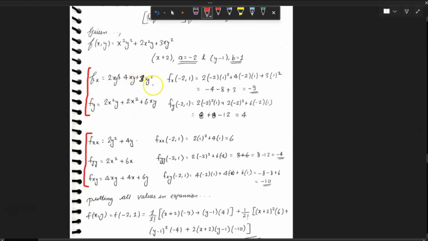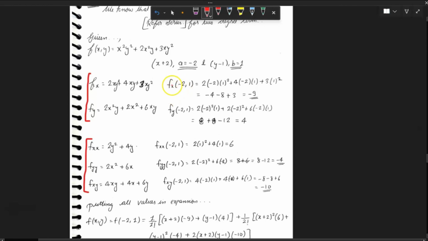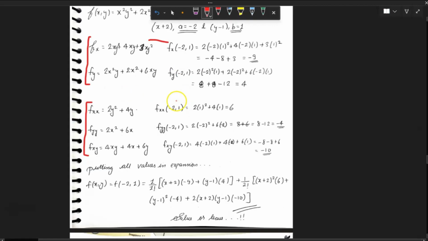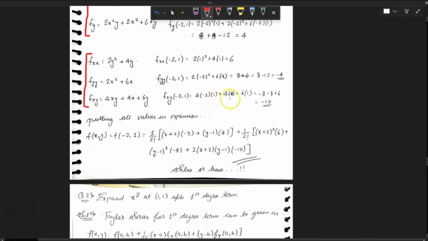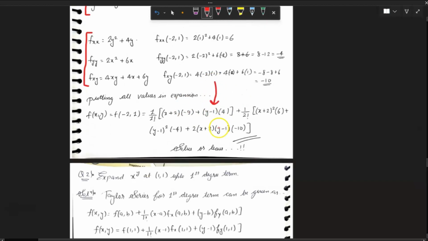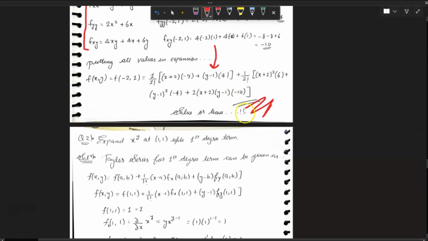So just solve it and put the values, a is minus 2 and b is 1. So just put the values in this equation, then you will get all the results. Now after getting all these values, just put the same values in this formula and you will get the expansion. You can solve also for further expansion or you can leave it.